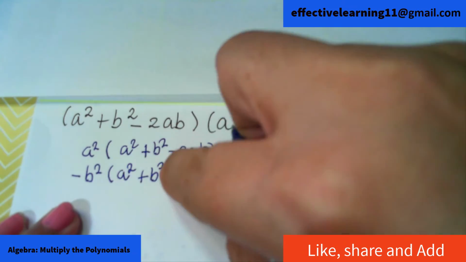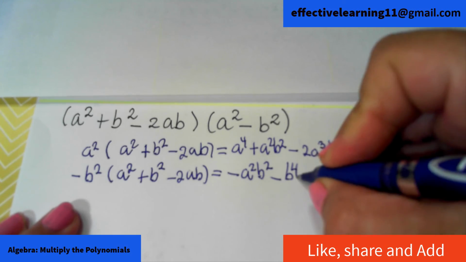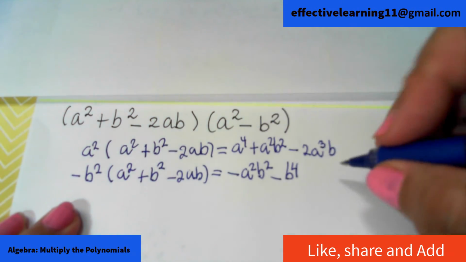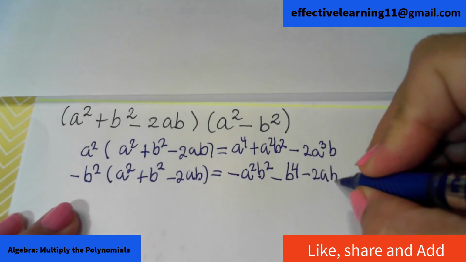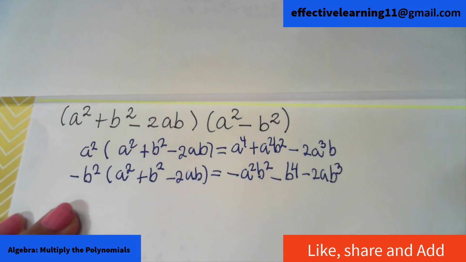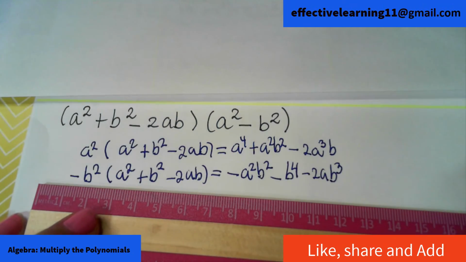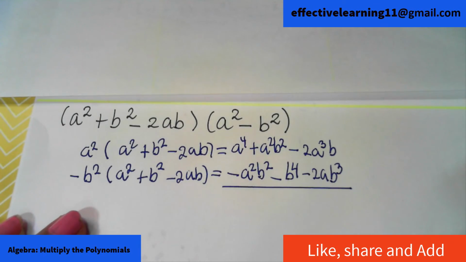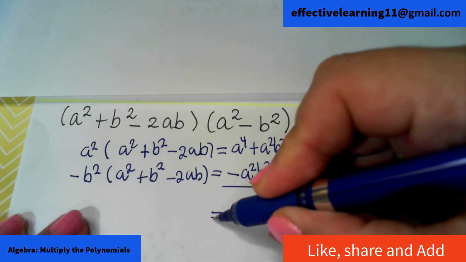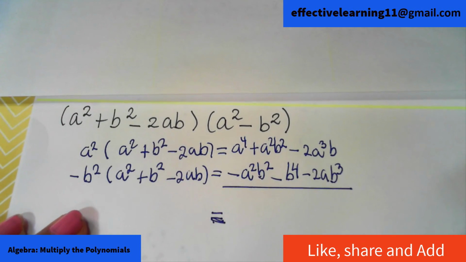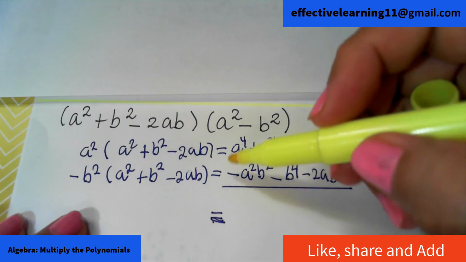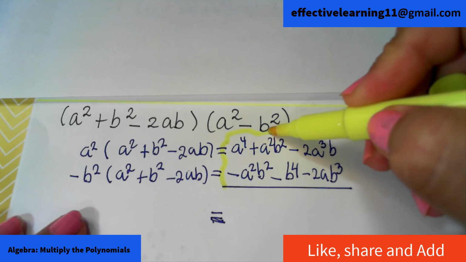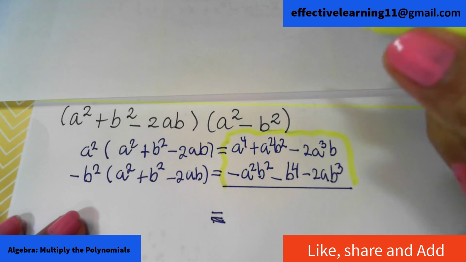Minus and positive and negative is negative. b squared times b squared is b with exponent 4. b squared times negative 2ab cubed, because b squared with b is b cubed. Now we have to operate both solutions. Both. Okay, this is equal.